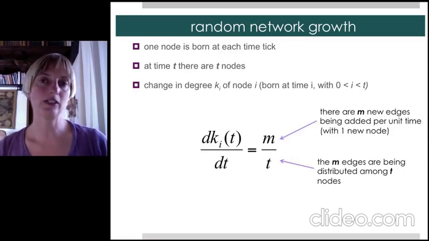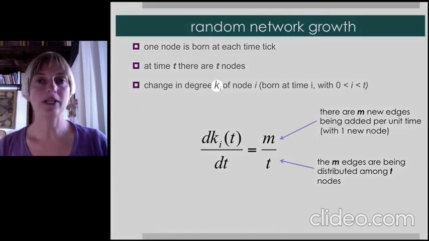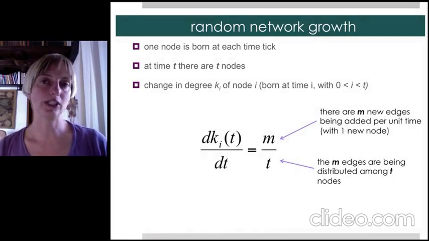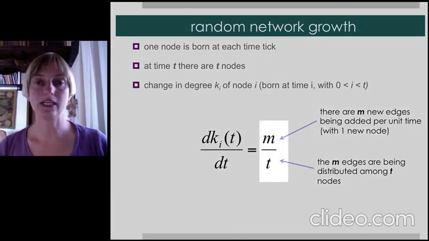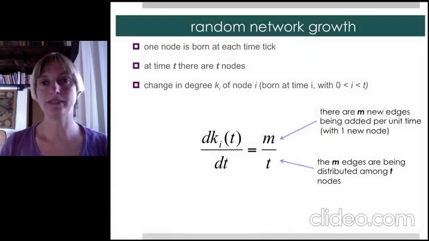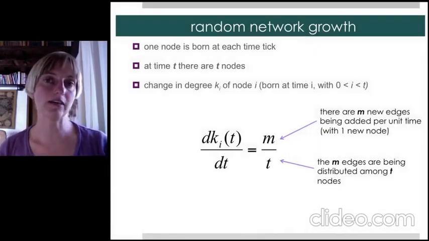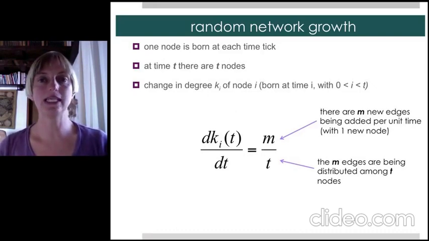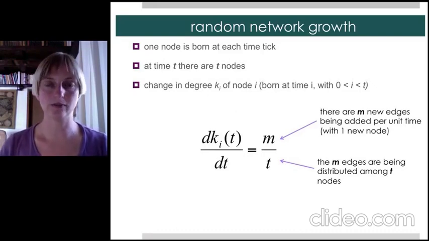Now let's look at a node that's born at time i, and we'll call its degree k sub i. We know that k sub i on average is going to be changing at a rate of m over t. Why m over t? Well, at each time step a new node comes in and it has m edges to give, but it's going to allocate them among the t nodes that are already there, so each individual node is competing with those t others for the m edges.